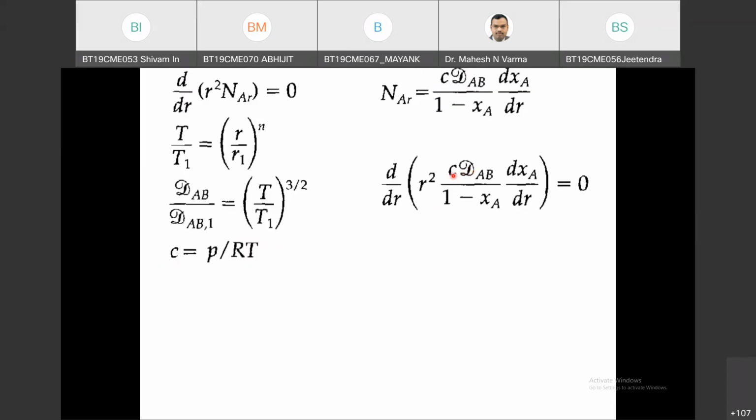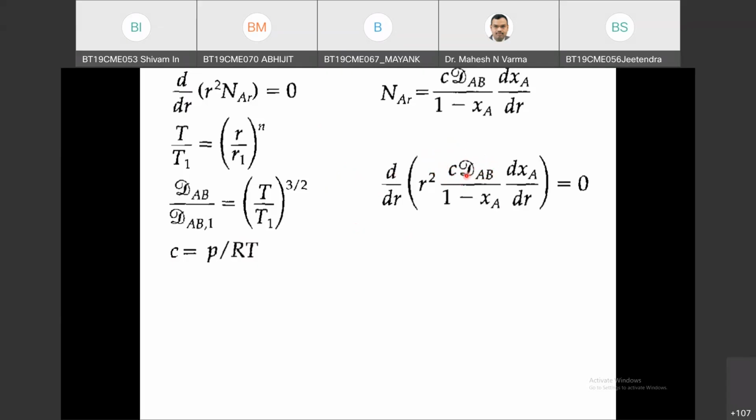This is the function of R. You need to substitute this C and DAB in terms of R. First of all, you need to substitute this C and DAB in terms of R and then integrate this equation appropriately. Because as temperature is changing with respect to R, this total concentration is also function of R, this DAB is also function of R. So you cannot take this as a constant as we have done in previous case.